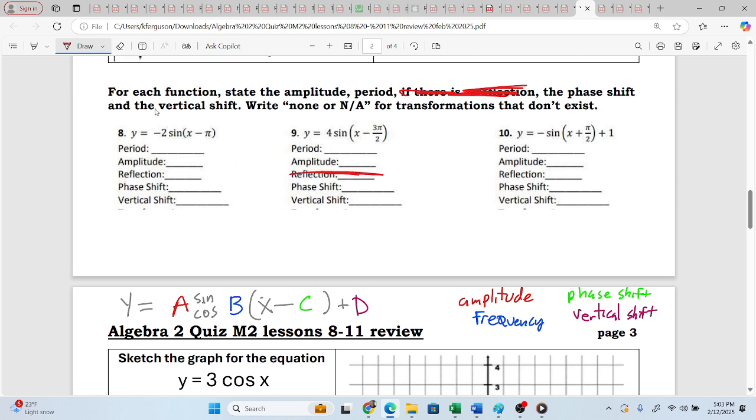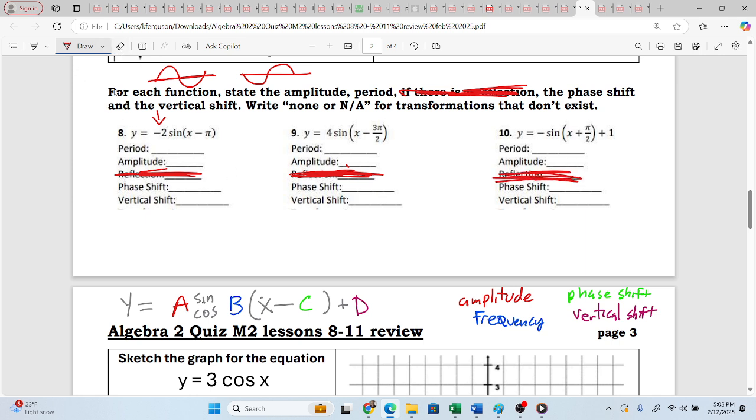Remember, reflection is if I have a negative right here, that flips my graph over, because the graph of sine looks like that with this being the midline. And if I have a graph that looks like this, that would be the reflection of sine. Instead of starting high and going low, it would start low and go high. So we don't care about that, or at the very least, we're not calling that out. So you don't need to worry about that.